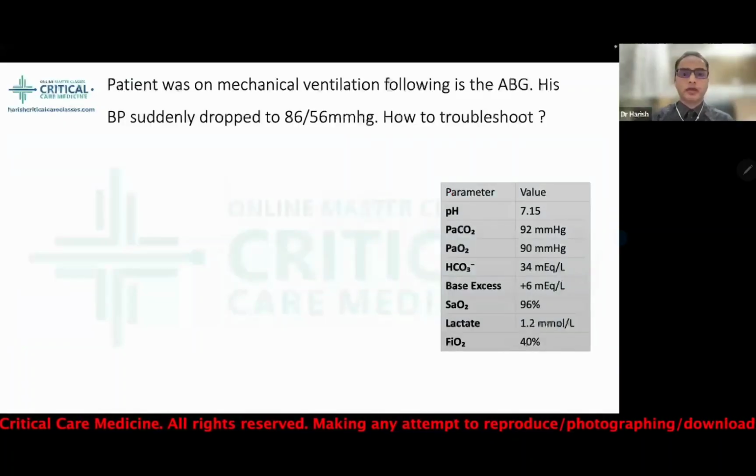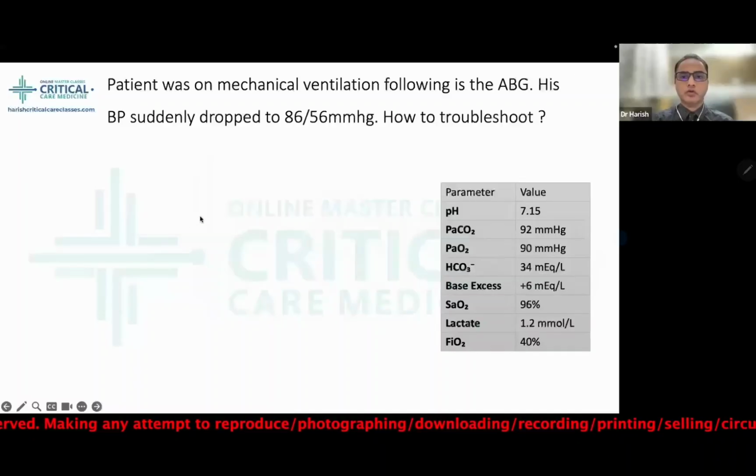Okay. So coming back to our patient who was on mechanical ventilation, on volume control ventilation, following is the ABG.